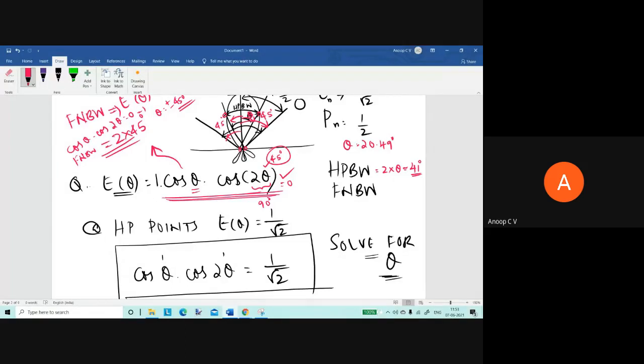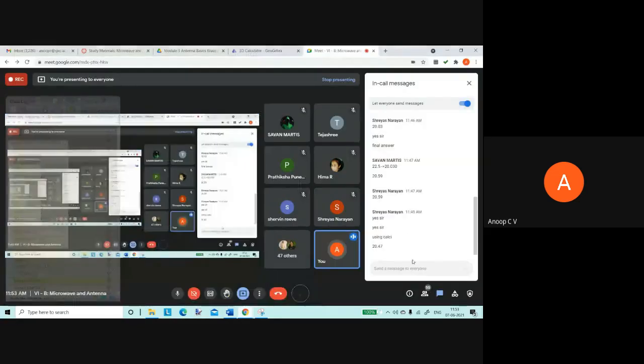And if resolution is asked, the resolution of this antenna is 45 degrees, which means this antenna can differentiate two satellites, or two transmitters or two receivers, which are separated by 45 degrees as seen by the antenna. Any doubt in this? Whether it is sine square theta, cos square theta, sine 3 theta or cos 4 theta, whatever it may be, the idea is the same.